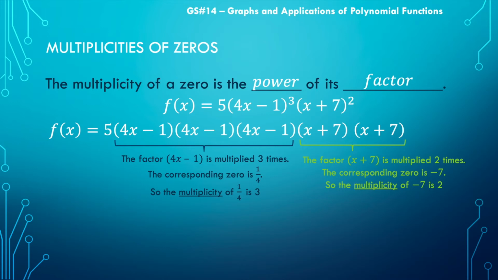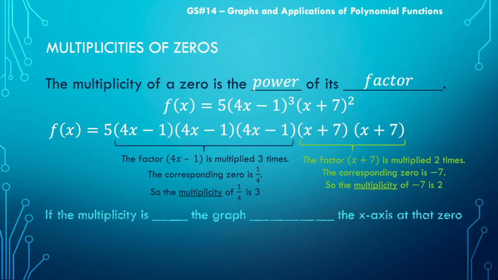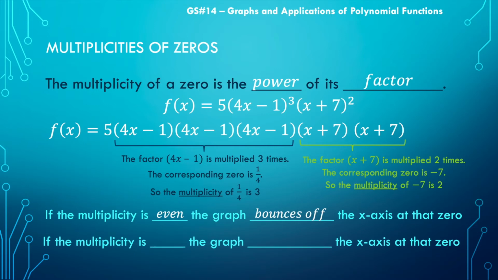Now, why is that important? Well, it turns out that with all polynomial functions, if the multiplicity of a zero is even, then the graph will actually bounce off the x-axis at that zero. Instead of crossing through it, it's just going to bounce. If it's coming up from the top, it's going to bounce and go back up. If it's coming from the bottom, it's going to bounce and go back down. And if the multiplicity is odd, then the graph crosses the x-axis at that zero. So that's the value of knowing what multiplicities are.